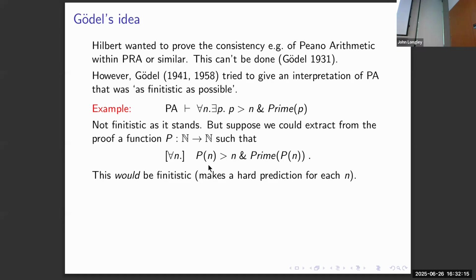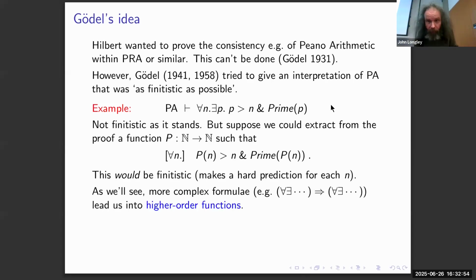We may also give finitistic content to this statement that can be extracted from the proof in PA of this. Now, it might seem plausible that you can do that if we have a constructive proof of this theorem. But as we know, Peano arithmetic is a classical system, which also allows non-constructive reasoning. So what if we had a non-constructive proof of this theorem? Would you still be able to extract from it a function p that does this? Maybe not so obvious, but that's what Gödel's aiming for.